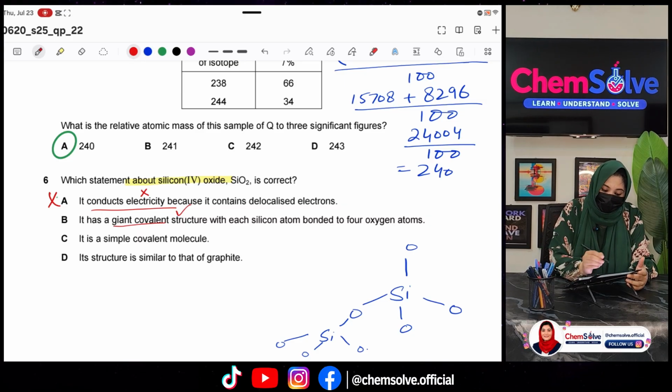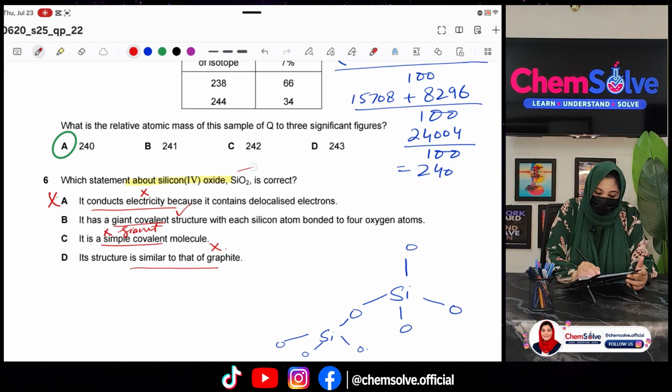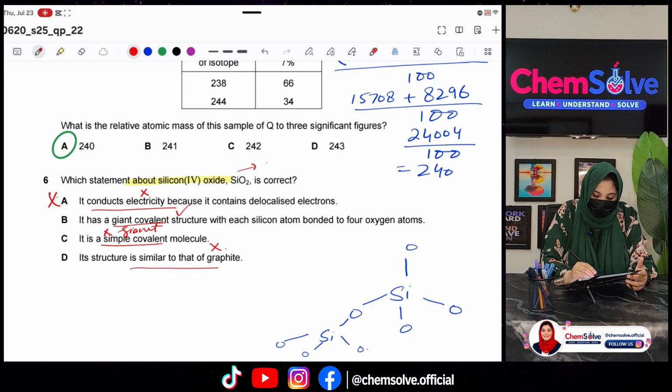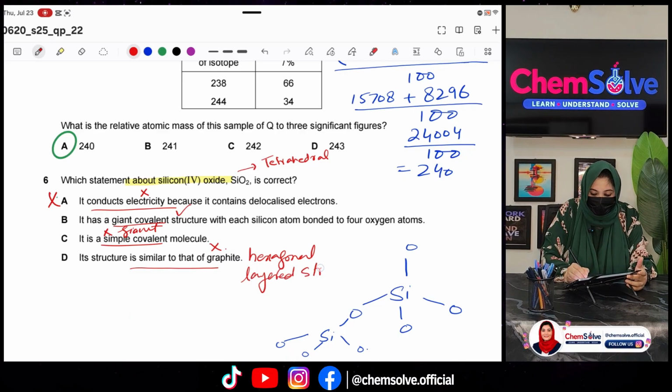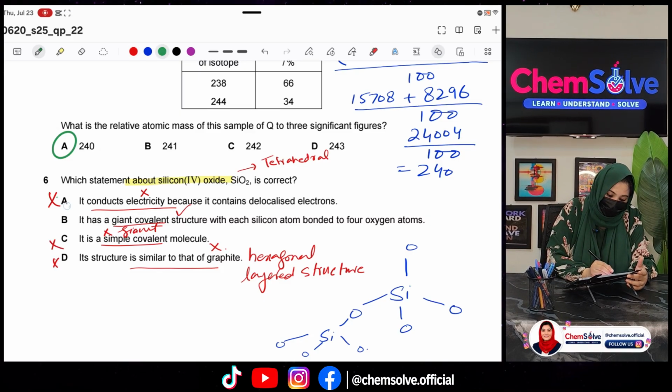It is a simple covalent molecule. No, it's a giant covalent molecule. Its structure is similar to that of graphite. Not at all. It is silicon dioxide, a tetrahedral structure, while graphite is a hexagonal layered structure. So this option is incorrect. That's how our correct option for question number 6 is option B.